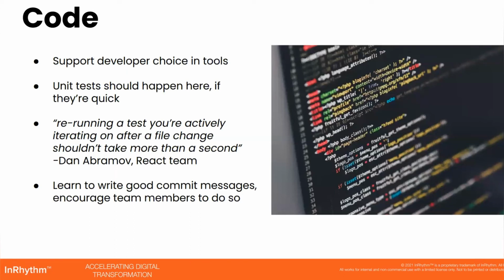So first, the first step we saw was code. And these are some things that I think are really important. When you're coming up with tooling or any type of pipeline, I think it's very important to support developer choice in tools. And what do I mean by that?